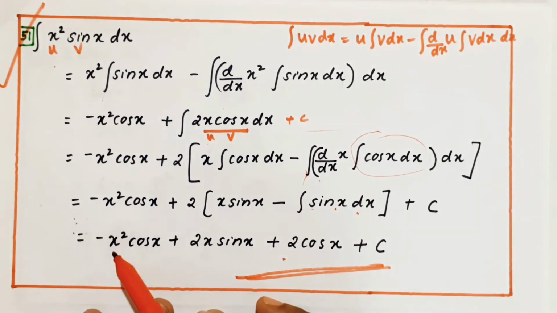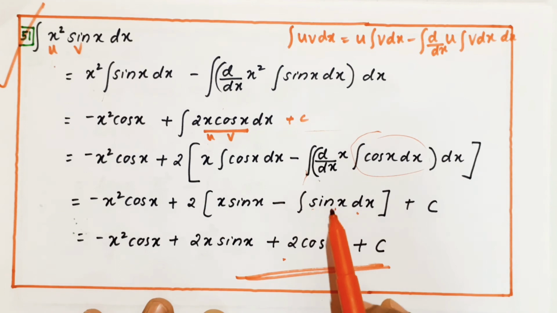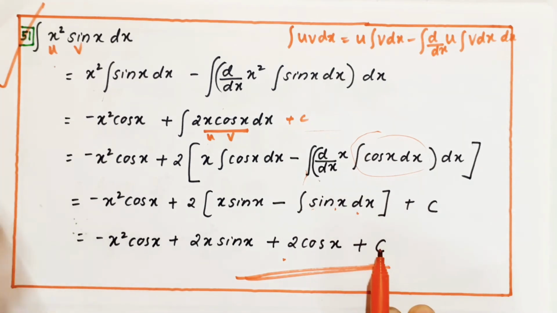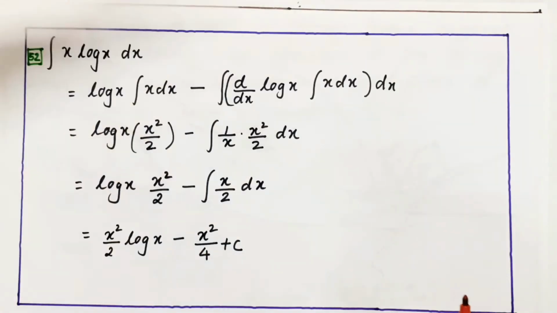So we can write minus x square cos x plus 2x sin x. And this integral of sin x we can write minus cos x. That minus and minus will become plus 2 cos x plus c. Okay. Now see the next question.